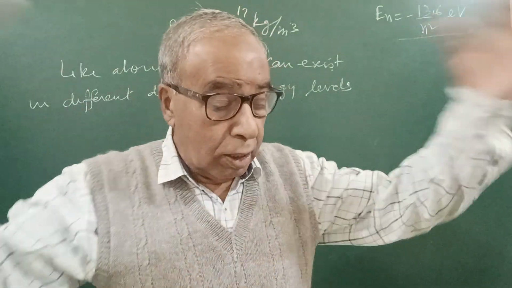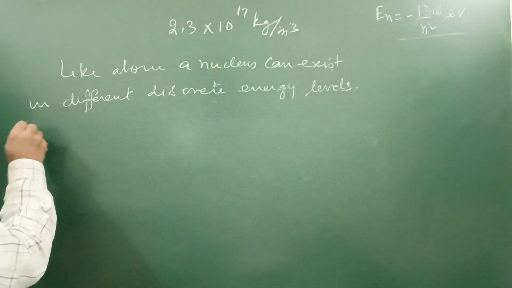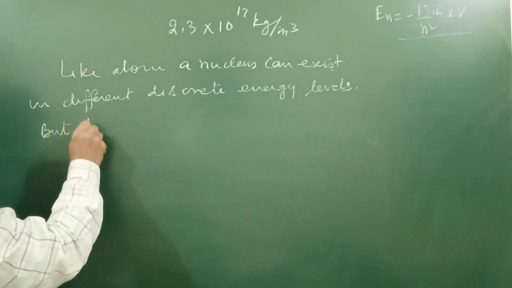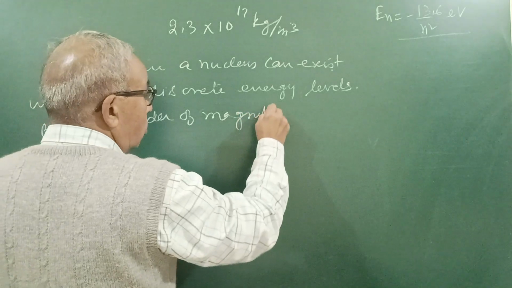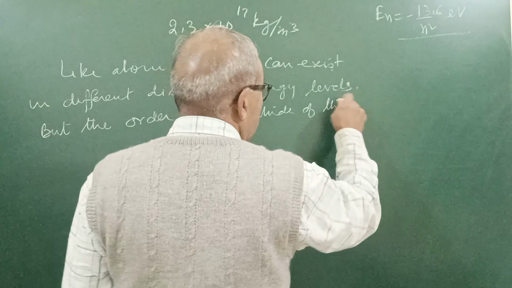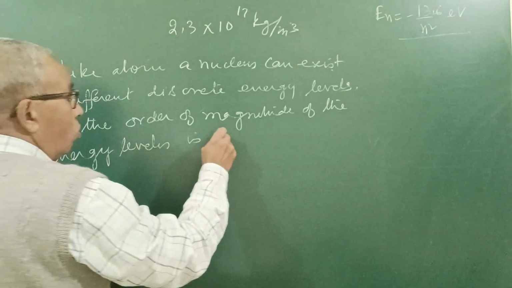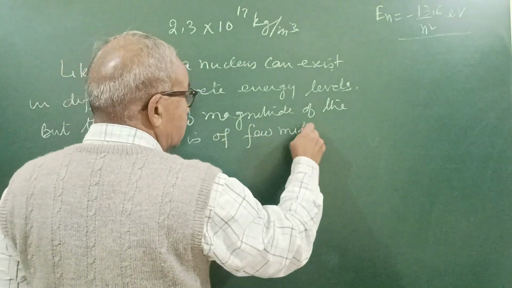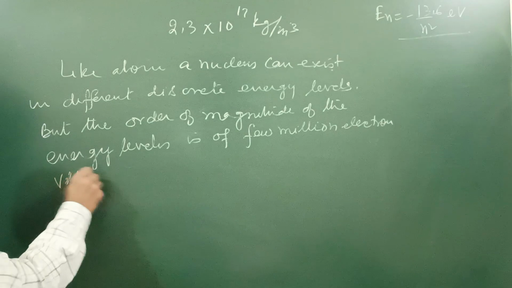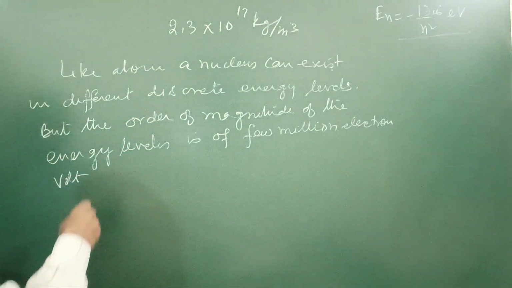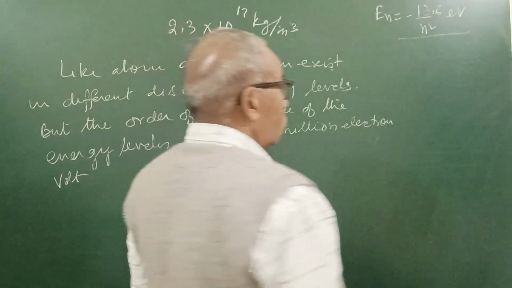Don't think of something moving around. I am talking about energy values. But the order of magnitude of these energy levels is a few million electron volt. I have told you what a million electron volt is. While in the case of an atom, the energy values were of certain electron volt or kilo electron volt only.